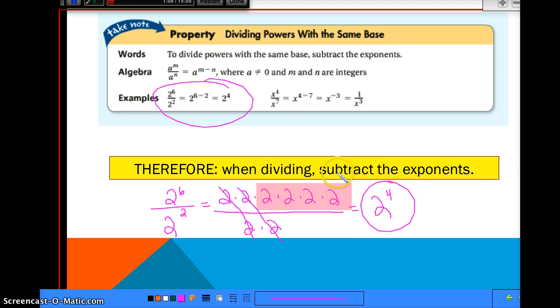So when you're dividing, subtract the exponents. When you multiply, you add the exponents. When it's the power rule, you multiply. Say that right? When you multiply, you add. When you divide, you subtract. And when it's the power rule, you multiply.